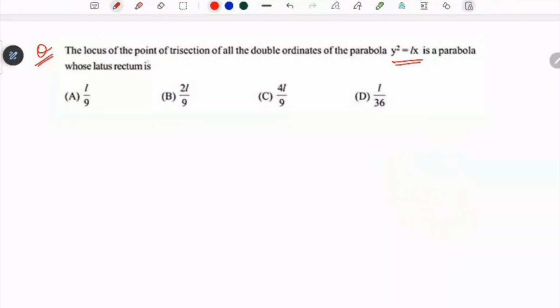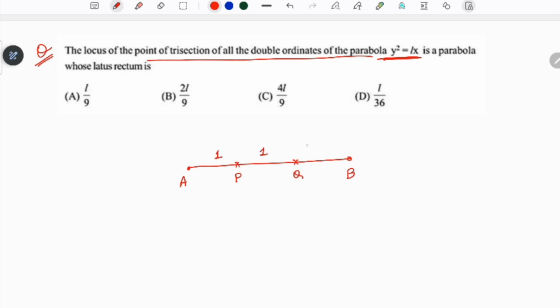The locus of point of trisection of all double ordinates of the parabola. Okay. What is point of trisection? Suppose if AB is there, P and Q, they are called points of trisection if P and Q divide the ratio.